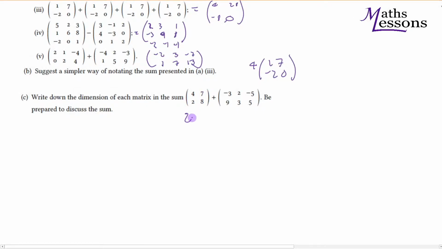We're going to write down each matrix in its sum. So this is a 2 by 2 matrix, and this is a 2 by 3. And what that means is we cannot add them. We can only add matrices which have the same dimensions. So we cannot add these two matrices.